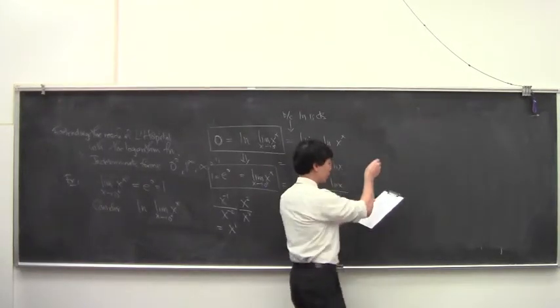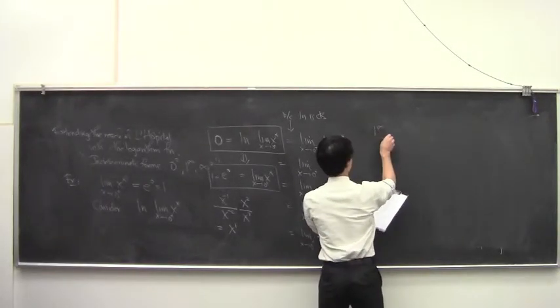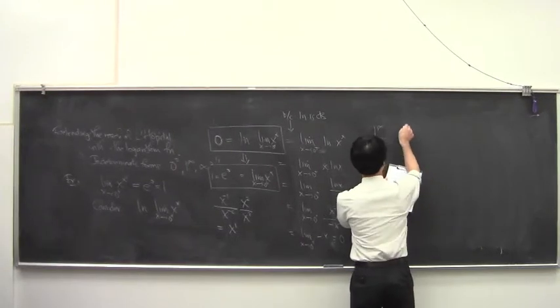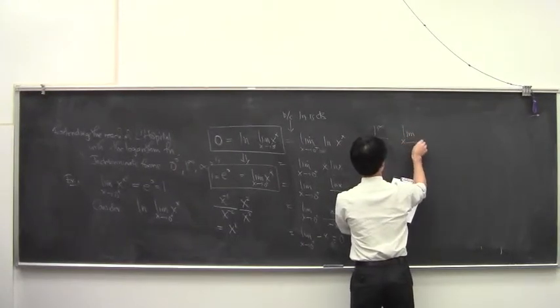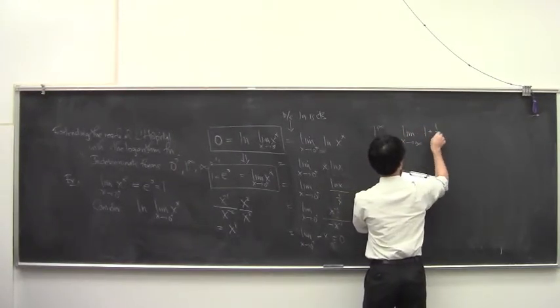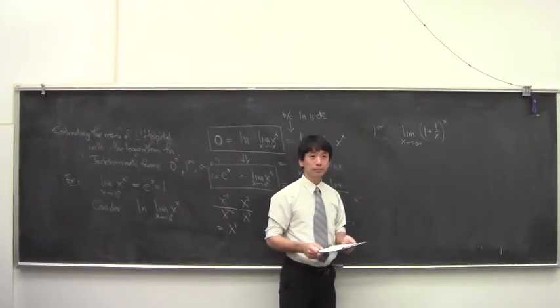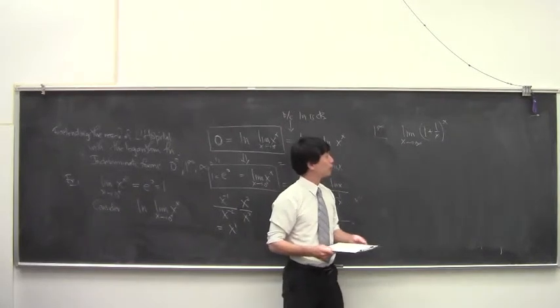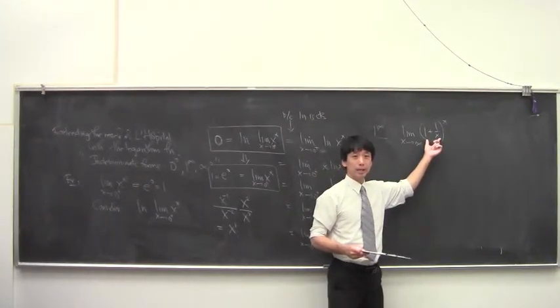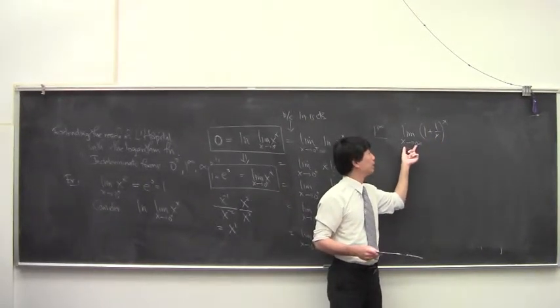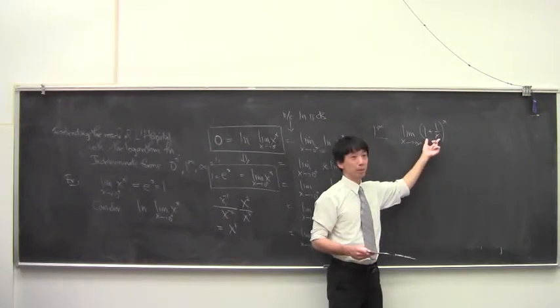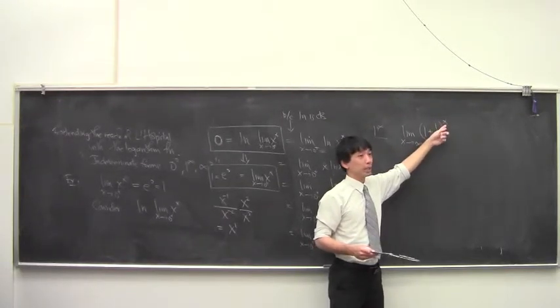Okay. Let me do a couple more examples. Here is a 1 to the infinity type example. The limit as x goes to infinity of 1 plus 1 over x to the x. You notice that this thing on the inside becomes 1 as x goes to infinity. The exponent goes to infinity.